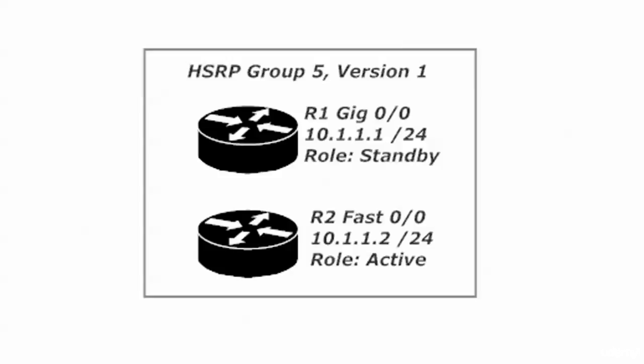Because sometimes versions 1 and 2 of a feature or a protocol or anything on a Cisco device will work together nicely, and sometimes they won't. So we're going to see that live here in just a moment. We are using the gig Ethernet interface on router 1 instead of the fast Ethernet, but router 2 right now is the active for group 5 version 1 at 10.1.1.2, and router 1 is the standby.